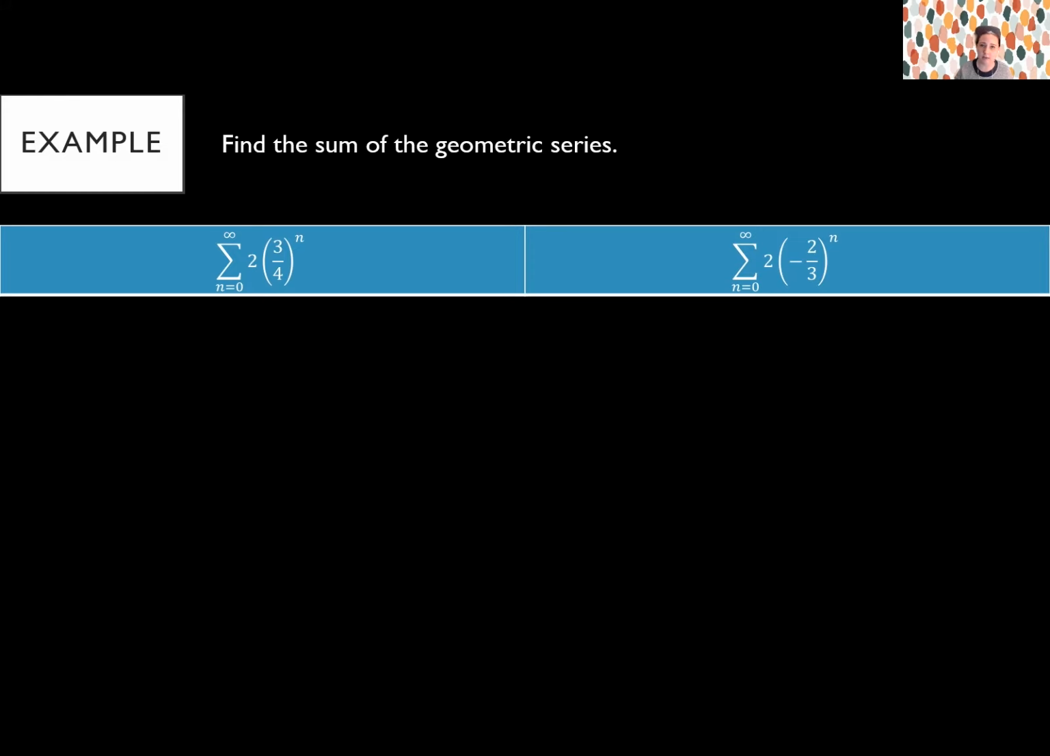And I will give you a heads up that the very last problem on the application assignment is an infinite geometric series. So you're going to have to use this formula when you answer that problem. So we've got geometric series here, and we're going to find the sum. I'm going to just write down the formula again for the sum. S is equal to a1 over 1 minus r.